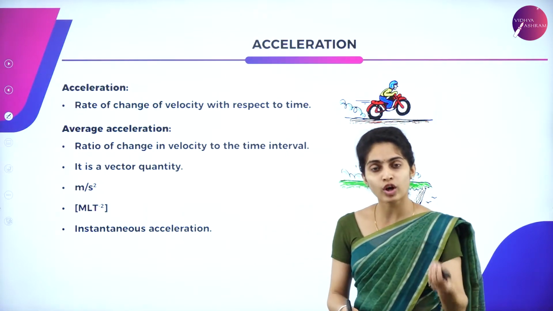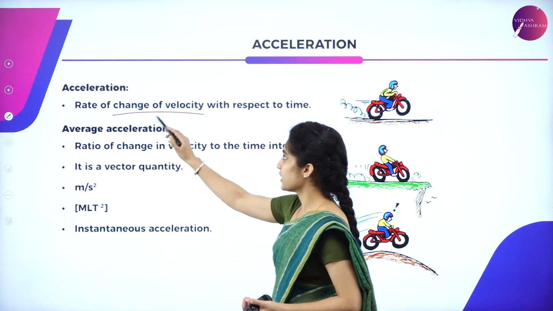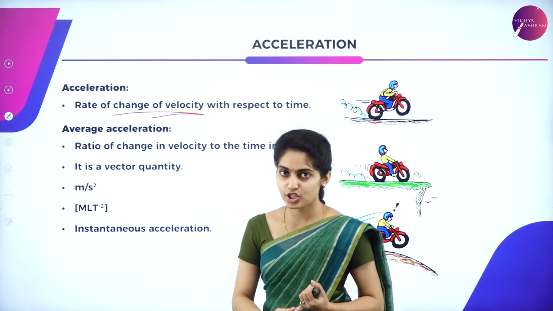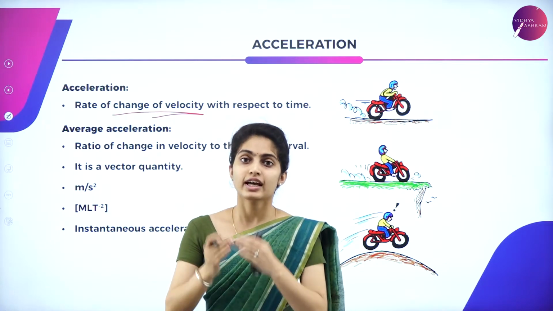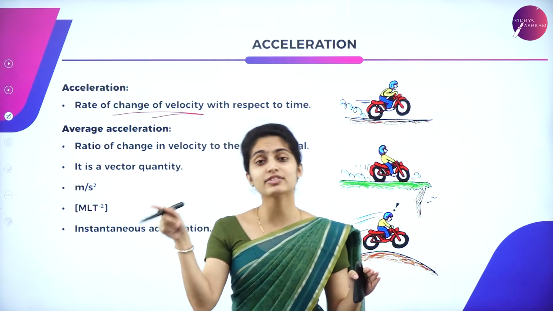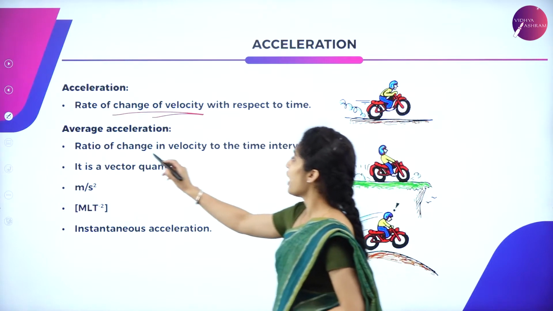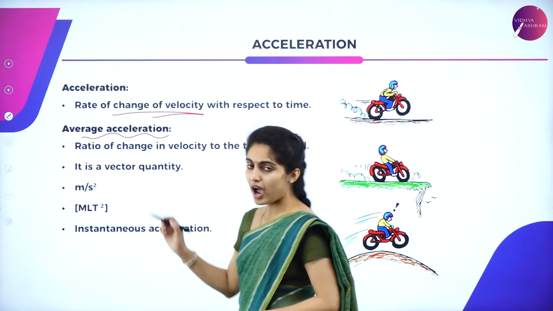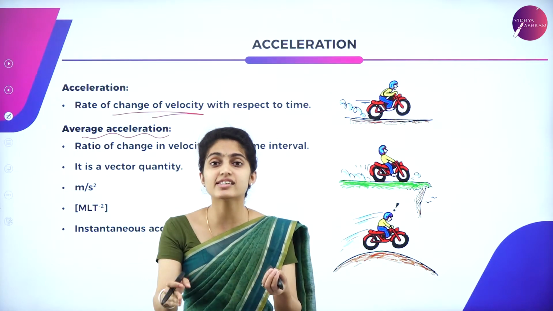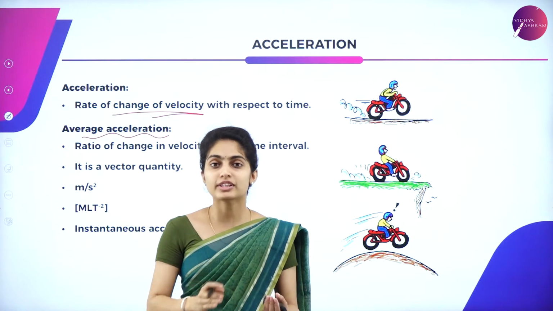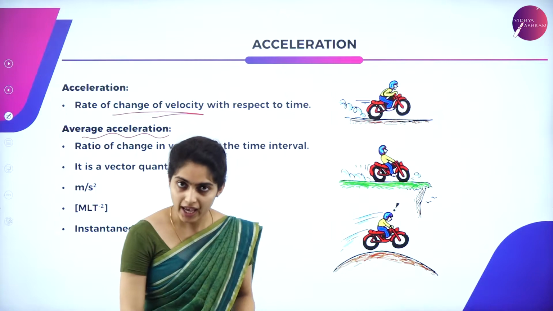So change in velocity with respect to time is called acceleration. There is a change in position of the body with respect to time, that is told as velocity, and when there is change in velocity with respect to time, it is called acceleration. So average acceleration is the rate of change of velocity in a certain time interval. So in a certain time interval, the change in velocity is said to be average acceleration.